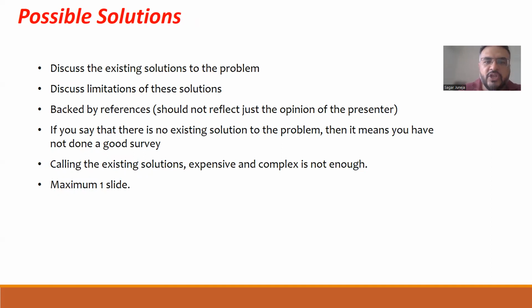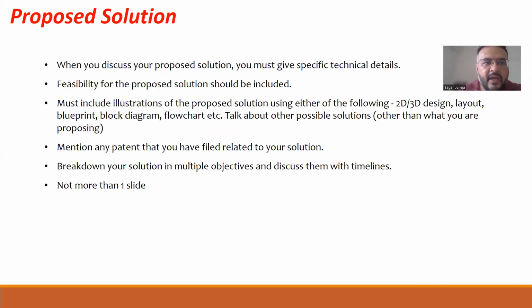And when you're discussing your solution, do not write that your solution is least expensive, your solution is cheap, your solution is simple, and their solutions are complex. Don't write that, because these are just generic statements which don't mean anything. So when you're discussing the possible solutions, discuss their strengths, discuss their weaknesses, and then come to your solution, which will be the proposed solution.